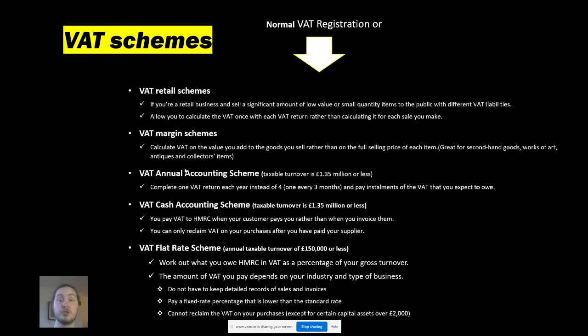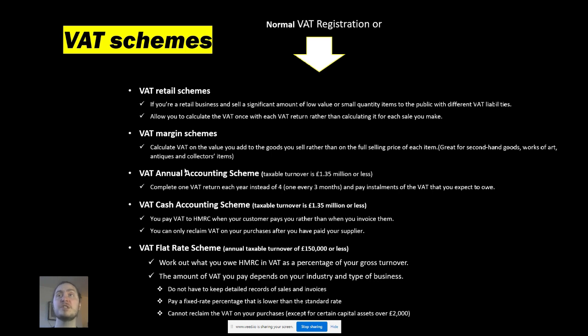So there are some schemes that you can choose to mitigate some of the issues and problems that come with being registered for VAT. Most of the schemes are available for smaller businesses, and they are those that we're going to mention now. Starting with the retail scheme: obviously you need to be a retail business that sells a significant amount of low value or small quantity items to the public, which attract different rates. It allows you to calculate the VAT once at the point you prepare the return, rather than calculate it at each selling point, every time you sell an item. It simply helps with the administration of the VAT.